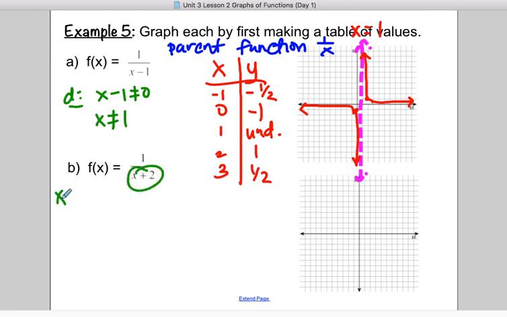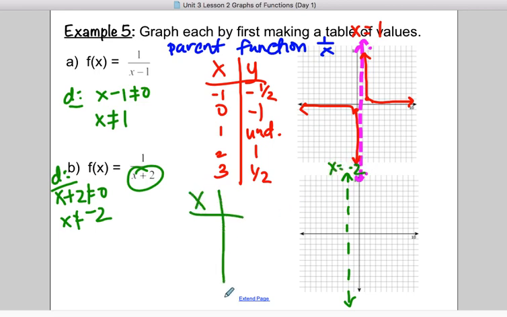We take our denominator, set it equal to 0. So, sorry, domain is that x cannot equal -2. So that means we have an asymptote at -2. I'm just going to freehand this one. Hopefully it goes okay. Dash line, always do a dash line. So x equals -2. And then we also go ahead and make our table.